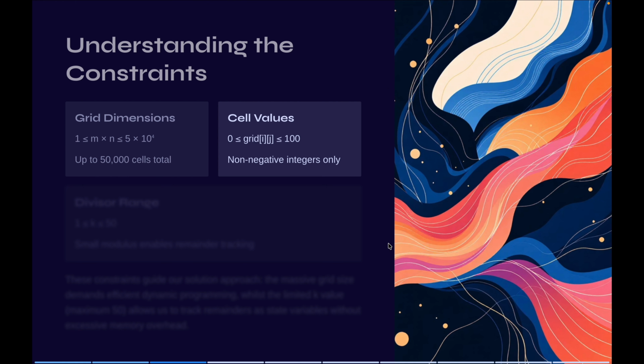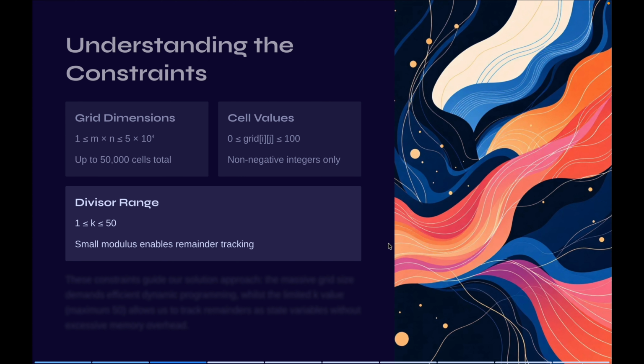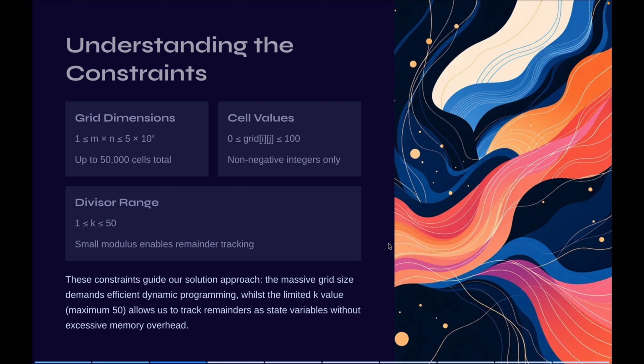So if you talk about each cell, the value could be any non-negative integer between 0 and 100. Then we have a divisor k which will be between 1 and 50. So these constraints guide our solution approach. Let's suppose we have a massive grid size that demands efficient dynamic programming, and the limited k value, maximum 50, allows us to keep track of the remainder as a state variable without excessive memory overhead.